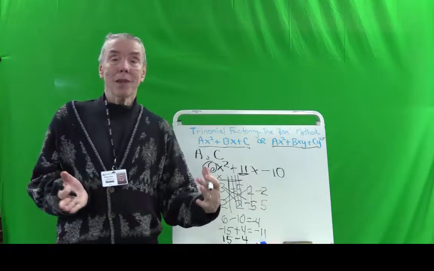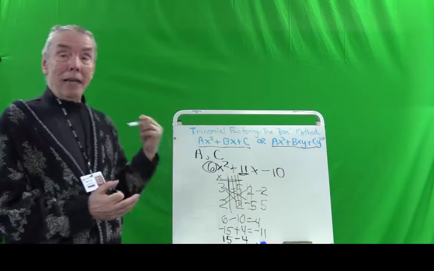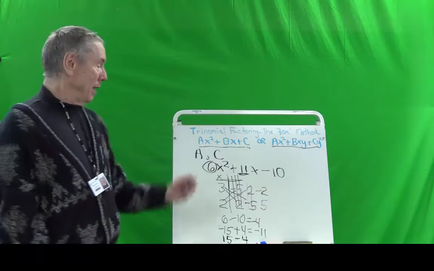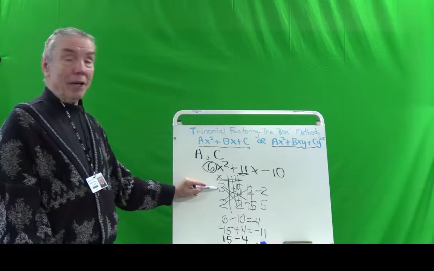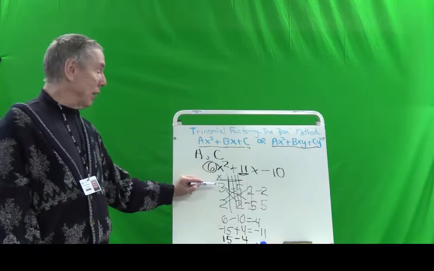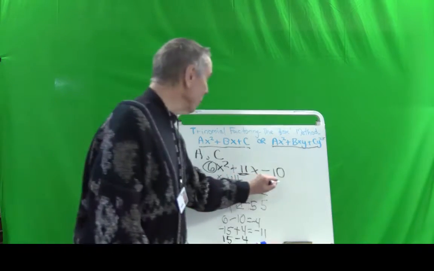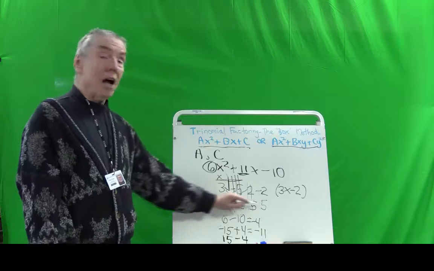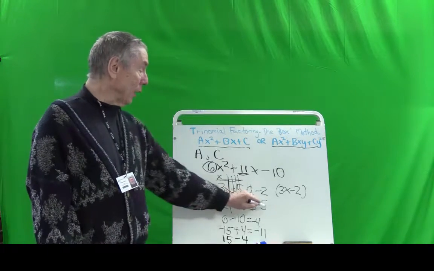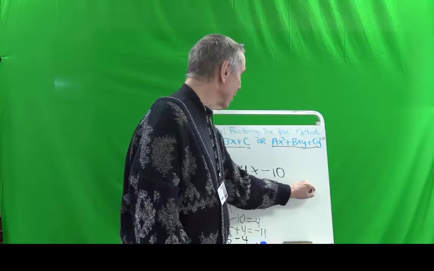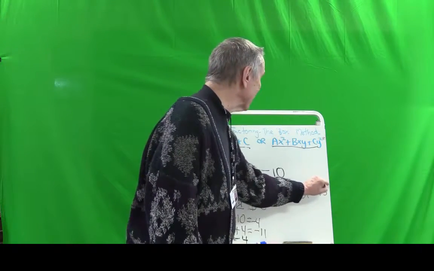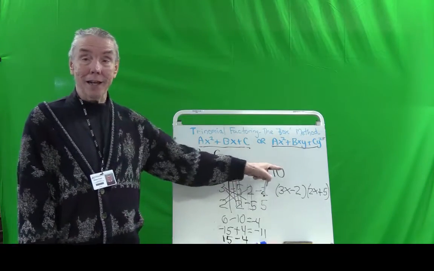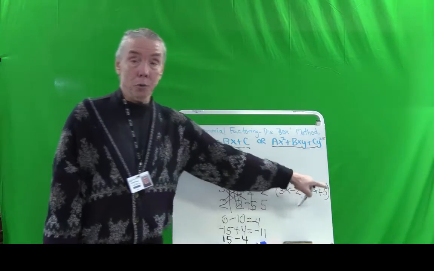The final step is to write the answer down. The answer is obtained by reading sidewards or horizontally. If I read sidewards, this 3 stands for 3x. So it's 3x minus 2. The second line, 2x plus 5. We have successfully factored 6x squared plus 11x minus 10 as the multiplication of those two factors.